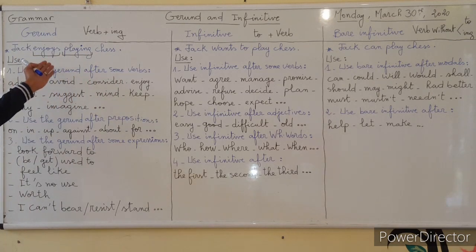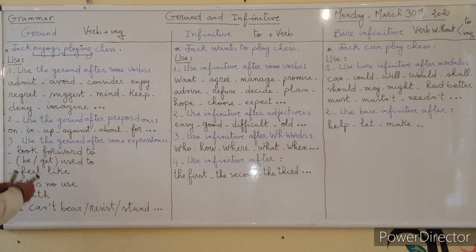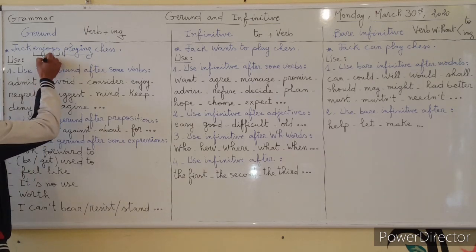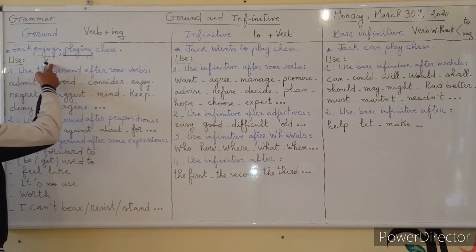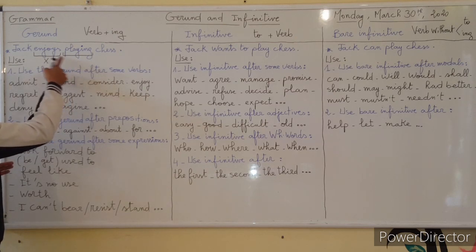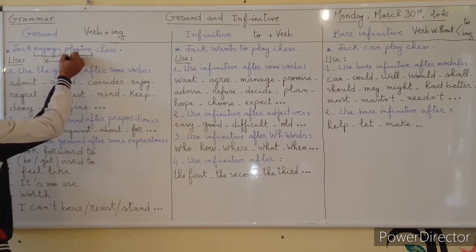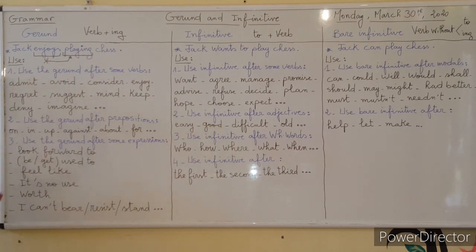So, as in the first example here, Jack enjoys playing chess. So, the verb enjoy, this is the most important here. It's not important what comes after. What is important, as I said, is the first verb. So the verb enjoys must be followed by verb with ing or gerund.